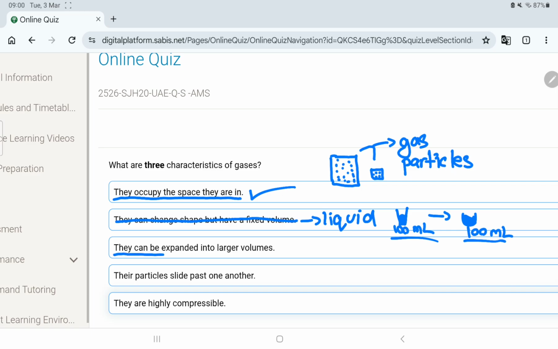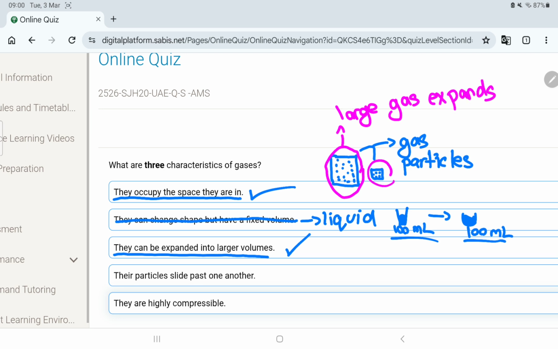Next, they can be expanded into larger volumes. Remember here when I showed you this room? This room clearly looks larger. Large. So here the gas expands. But here, look how small it is. So what do you think is going to happen to the gas? The gas will compress. Right here, compress. Okay, so let's see. Small, large. They can be expanded into larger volumes. Yes, they can.